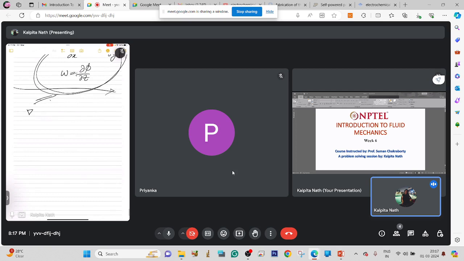So if del cross v is equal to 0, then v is equal to gradient of phi. So v is a conservative field. If we consider a two-dimensional incompressible flow, then psi, the stream function, is valid. If we consider an irrotational flow, then phi is valid. And if we consider both, then both psi and phi are valid.